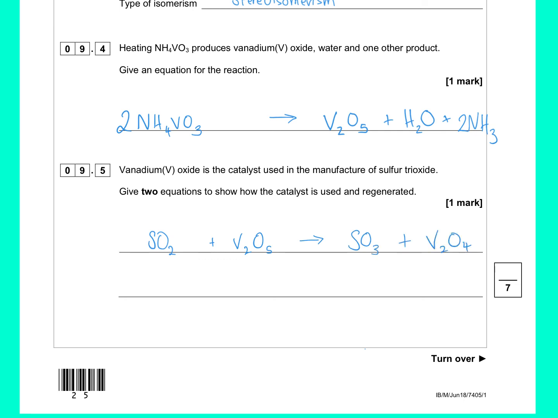In that process, the V2O5 gets converted into V2O4, and then the catalyst gets regenerated by reacting with half an oxygen. So overall, the SO2 reacts with half an oxygen and turns into SO3, but it goes via the vanadium oxide catalyst, which gets regenerated because it offers a lower activation energy. These are the 2 equations you need to remember for that reaction.